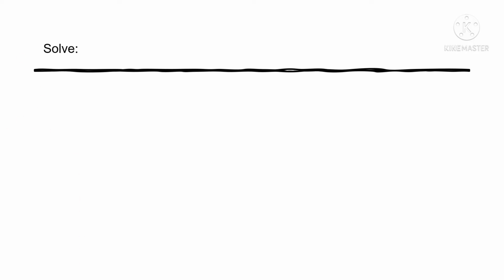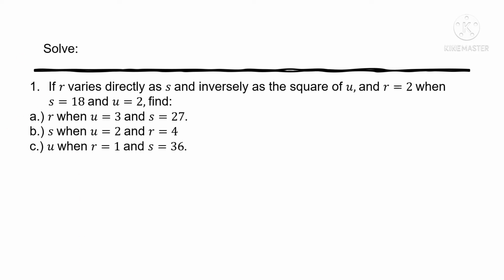Let us solve this problem. If R varies directly as S and inversely as the square of U, and R equals 2 when S is 18 and U equals 2, A, find R when U equals 3 and S equals 27. B, find S when U equals 2 and R equals 4. And C, find U when R is 1 and S is 37.